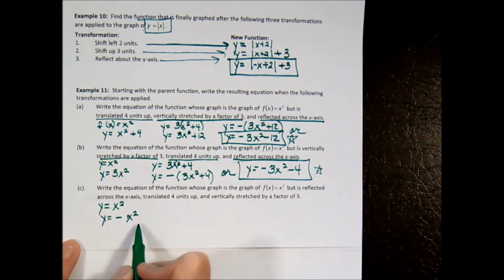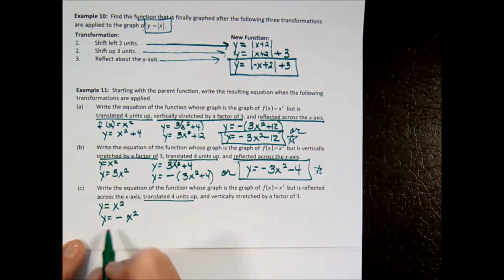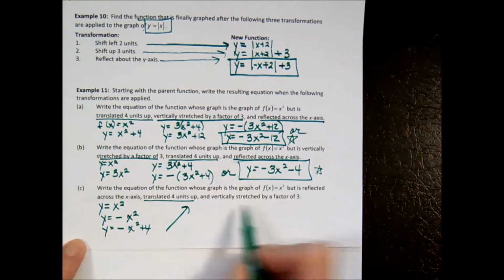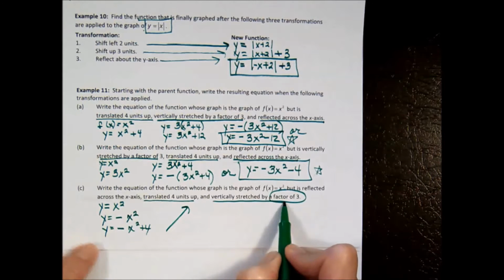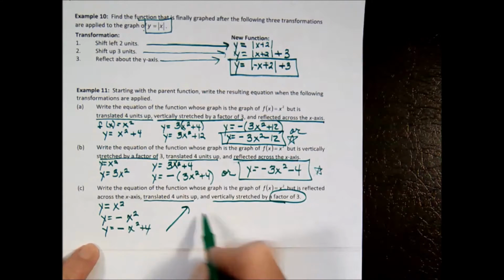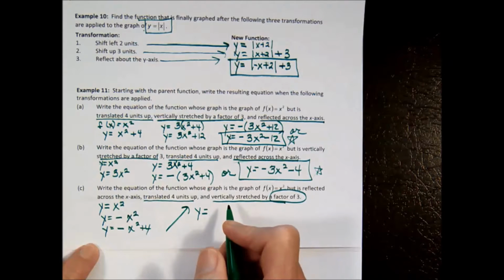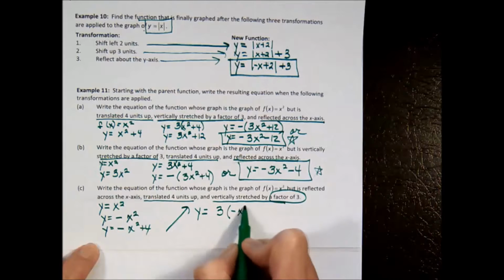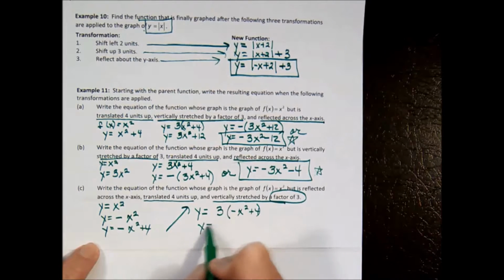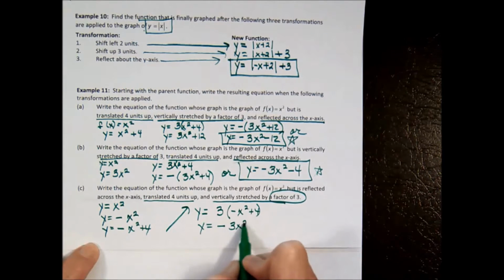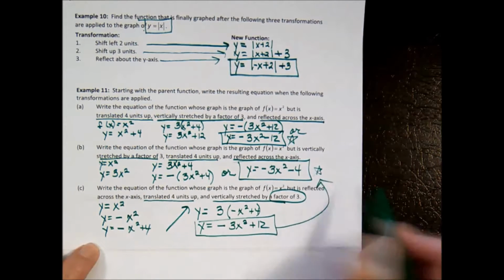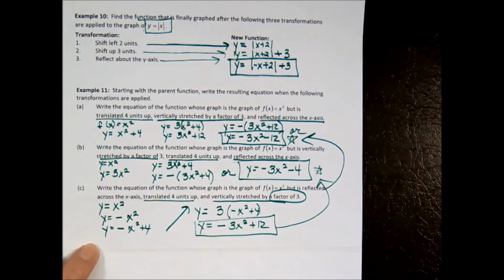That's a negative y. Now I'm going to send that 4 units up. y equals negative x squared plus 4. And now I'm going to stretch by a factor of 3 the whole right side. So y equals 3 times (negative x squared plus 4), which gives me negative 3x squared plus 12. Notice, different, different. It really matters which order you do things in.